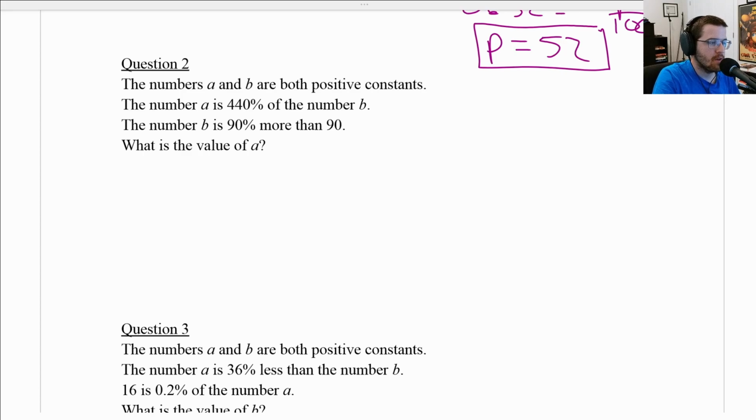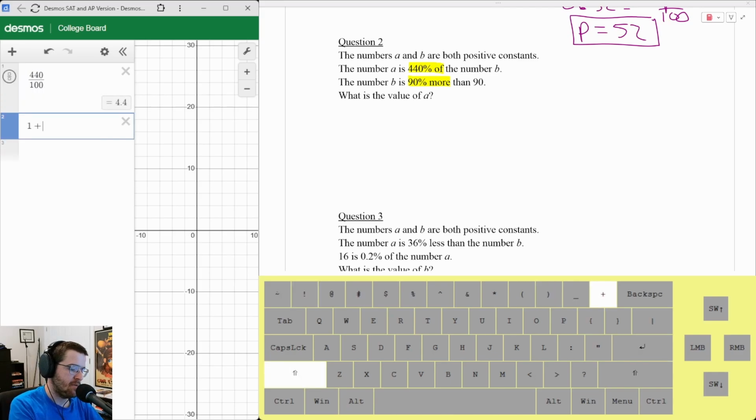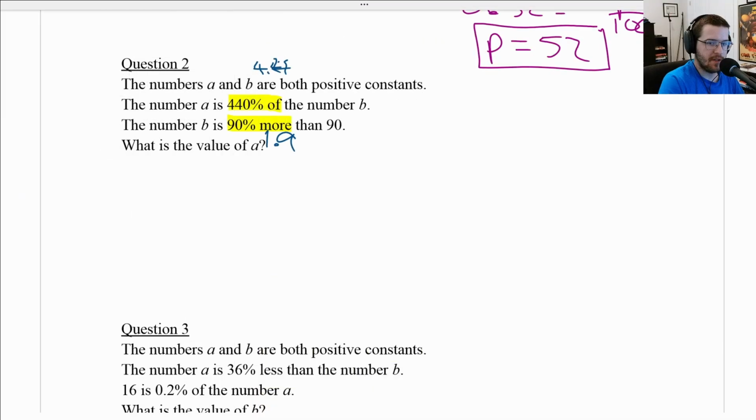Okay, question 2. Before we even start, I really don't want to do this in my head because I feel like I'll make a mistake. Why don't we go to our calculator and figure out what those multipliers are? I'm going to do 440% of. All I have to do is change it to a decimal. That's 4.4. And then 90% more. That's 1 plus 90 over 100 because that's an increase. So this one is 4.4, and this other one down here is 1.9. I think that's pretty good. Now we're ready to translate this.